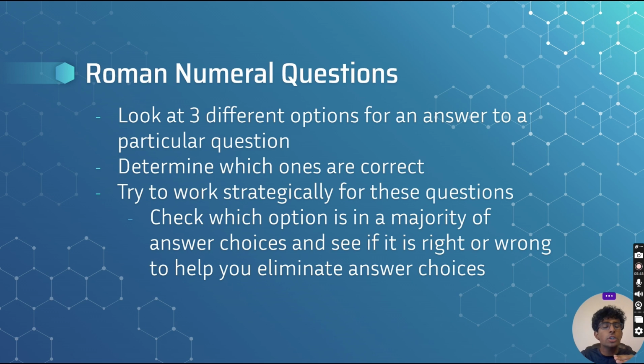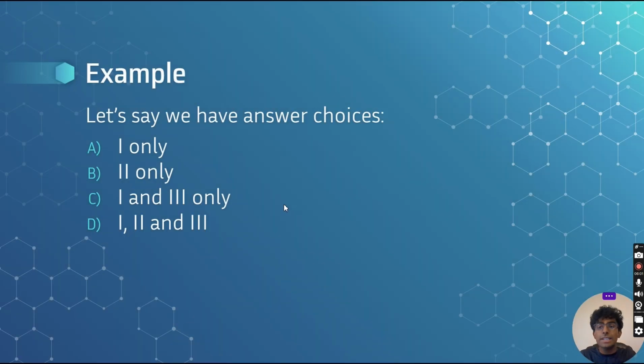Obviously, if you get a Roman numeral question that you know, you can go straight down the line and eliminate answers and check answers that you think are right. But I think if you're a little bit stuck on these questions, trying to work strategically is really going to help you. So for an example, let's say our answer choices are 1 only, 2 only, 1 and 3 only, and then 1, 2, and 3.